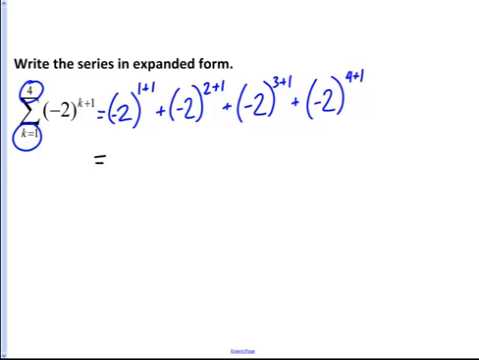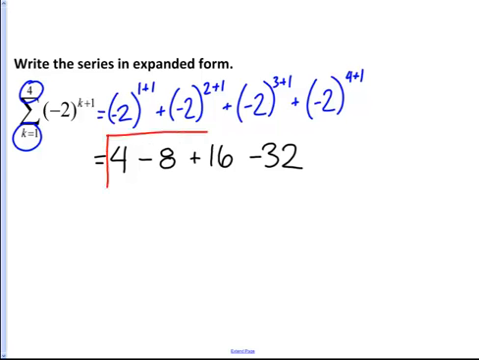Because a negative to an even power is positive, but a negative to an odd power is negative. So you'll see we have some alternating things happening here. So I get negative 2 to the second, which is positive 4, and then I get negative 2 to the third, which is negative 8, negative 2 to the fourth is positive 16, and negative 2 to the fifth is negative 32. Again, that's expanded form. We don't actually have to add those together for expanded form.